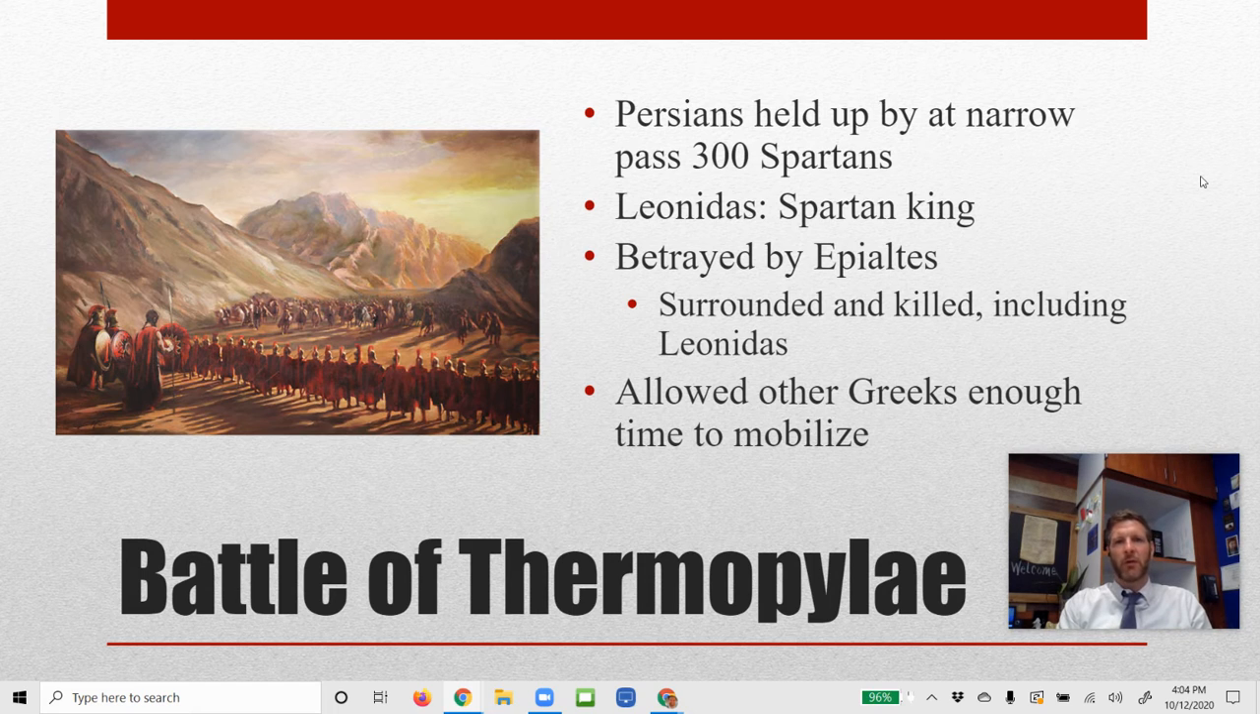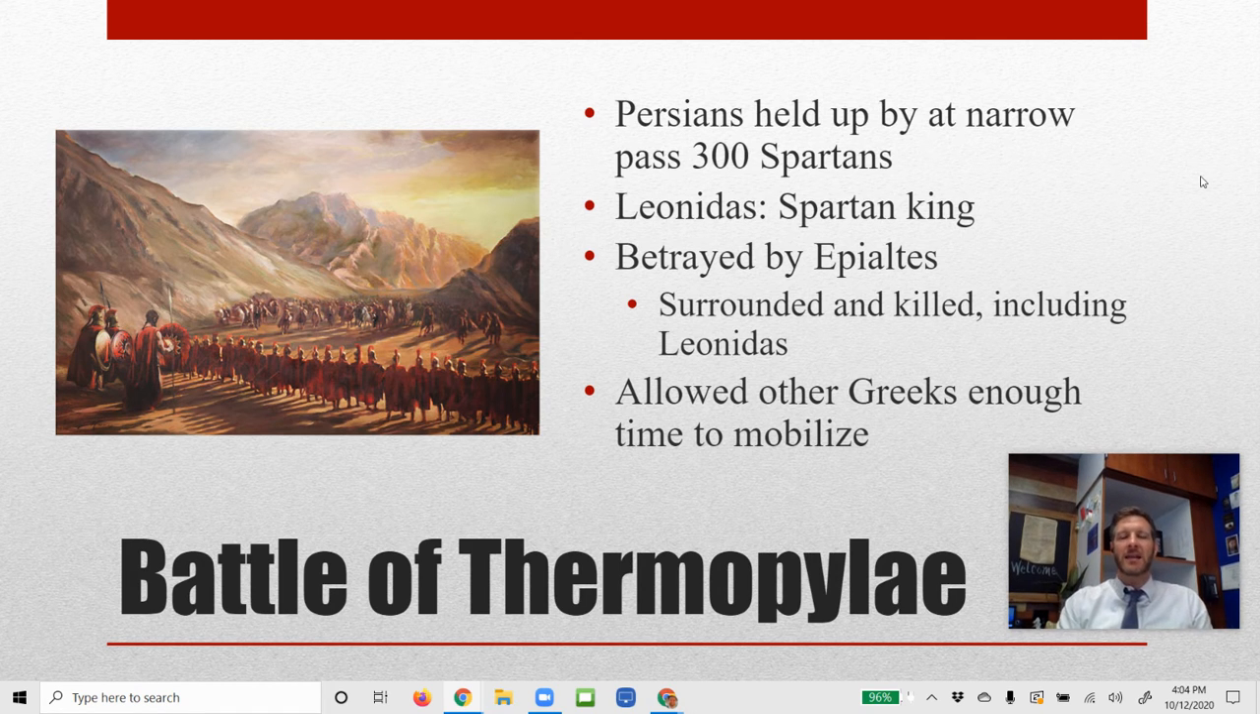So it's about a force of about 1,300 against tens of thousands. But the idea is they go to this place called Thermopylae because it's a very narrow roadway. It's a bottleneck. And so Xerxes can only bring so many of his men to attack at once because they're squeezed between the mountains and the ocean. We'll see a picture in a second.